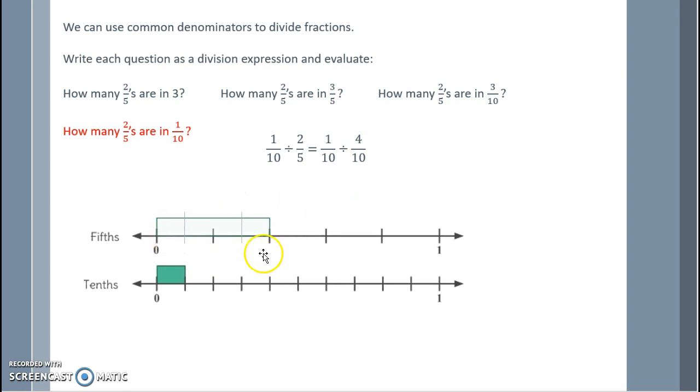I see that if I start with 1/10, I don't have enough 1/10 to fit all of my top 2/5 in, but this piece covers 1/4 of the original part. So 1/10 divided by 4/10 is 1/4. Notice I'm using my numerators as our solution when my denominators are the same.